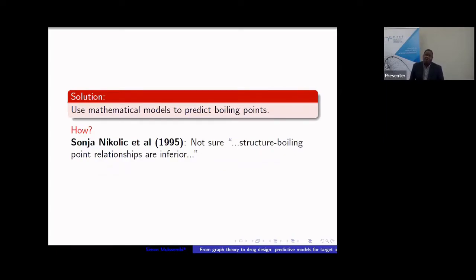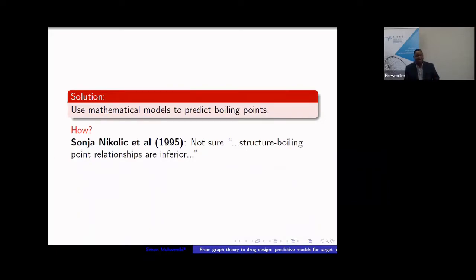So we looked at each other again and we said, okay, how do we determine the boiling point without going to the lab? We said maybe we can use models to predict the boiling point. But again, the question is how? We looked at the literature. A lot was done, a lot was covered as early as 1947.